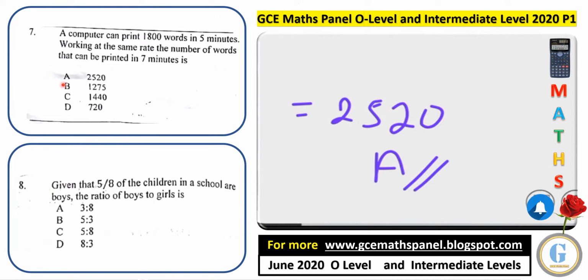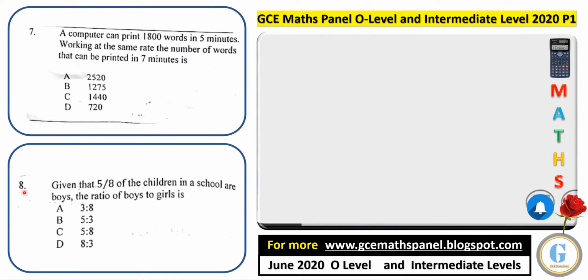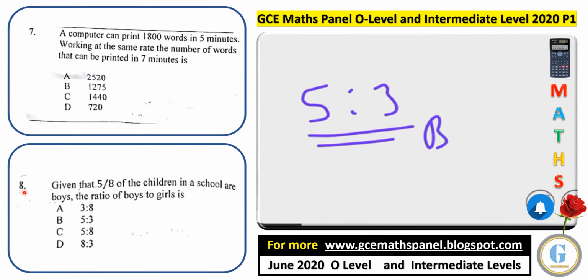That brings us to question 8. Given that 5 over 8 of the children in the school are boys, the ratio of boys to girls is, this question is direct. So we can read this question as 5 out of the 8 parts. So we can divide the children into 8 parts, and 5 parts will be boys. How many parts are left for girls? We have 3 parts. So the ratio is 5:3. B.